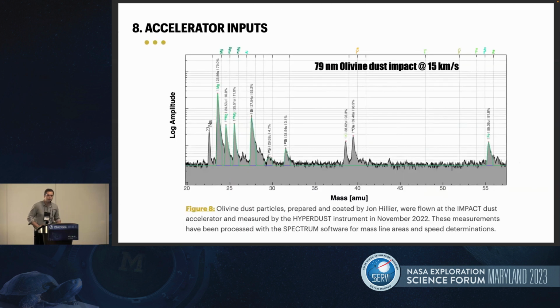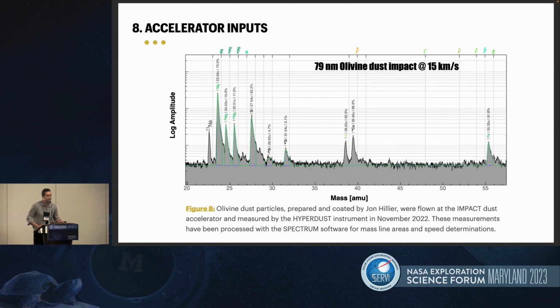So in order to improve this modeling, we've been doing a lot of accelerator experiments at Impact/LASP. I'm showing you my favorite spectra that we took this year. It's a 15 kilometer per second, 79 nanometer olivine dust particle. And as you can see, the contamination levels are fairly low, as well as the noise.